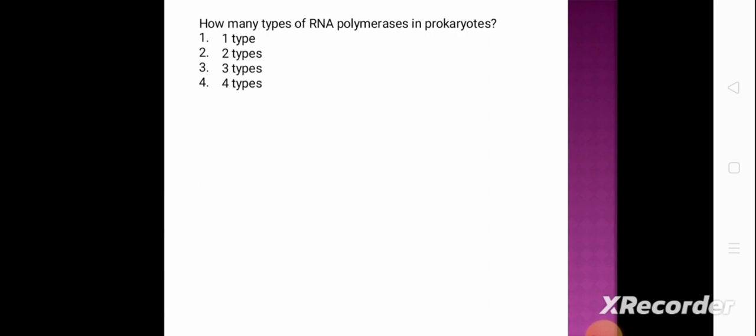Next question. How many types of RNA polymerase are there in prokaryotes? Option 1 is 1 type, option 2 is 2 types, option 3 is 3 types, and option 4 is 4 types. And the correct answer is option 1, that is 1 type.